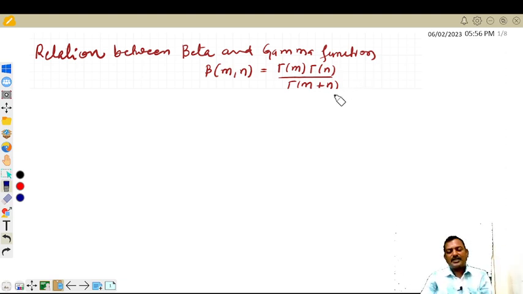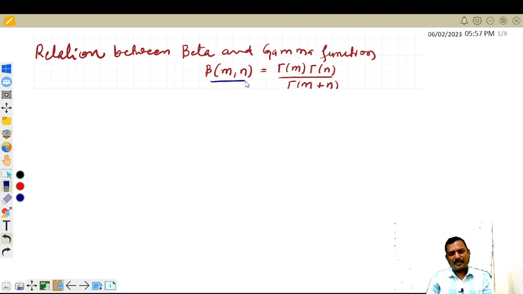In the last 3 to 4 videos, we are discussing double integral and triple integral. Also, evaluation of double and triple integral by changing the order of integration as well as by changing into polar form, students. Okay, so in this video we are studying beta and gamma function, that is the relation between beta and gamma function.